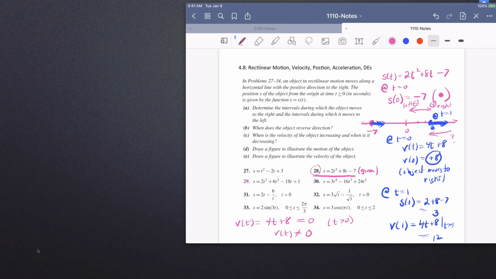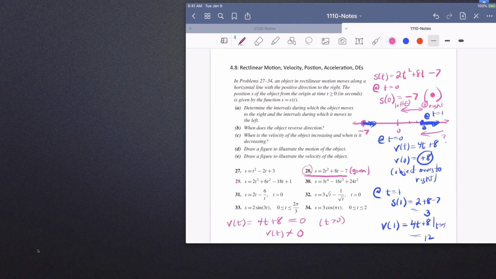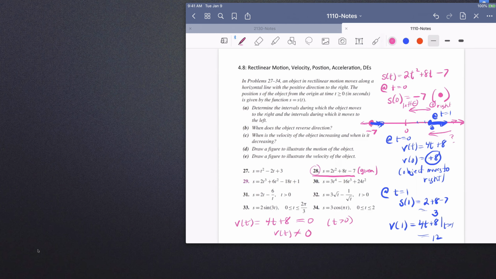So if we allow ourselves to move positive in time, the velocity never equals 0, so this object is always on a one-way trip out. It's always moving to the right. We can see what that might look like here.